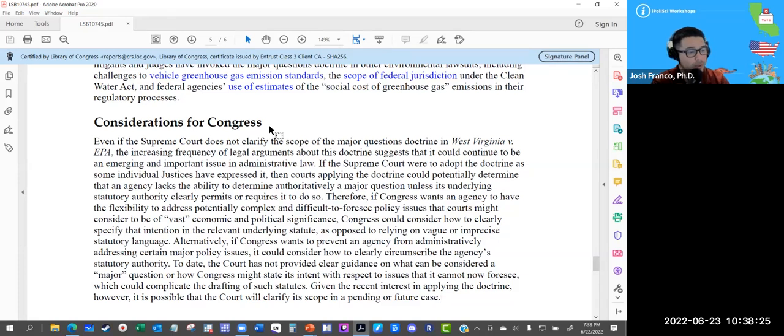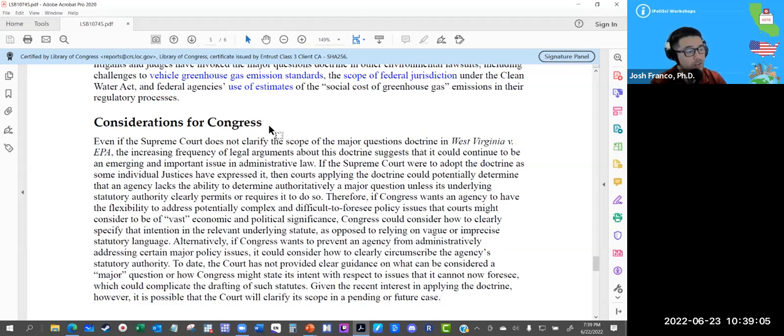If the Supreme Court were to adopt the doctrine as some individual justice has expressed it, then courts applying the doctrine could potentially determine that an agency lacks the ability to determine authoritatively a major question unless its underlying statutory authority, or the law that the Congress has passed, clearly permits or requires it to do so. Therefore, if Congress wants an agency to have the flexibility to address potentially complex and difficult to foresee policy issues that courts might consider to be of vast, quote unquote, economic and political significance, Congress could consider how to clearly specify that intention in the relevant underlying statute, as opposed to relying on vague or imprecise statutory language.